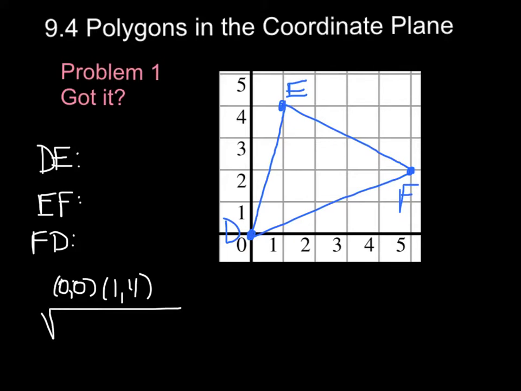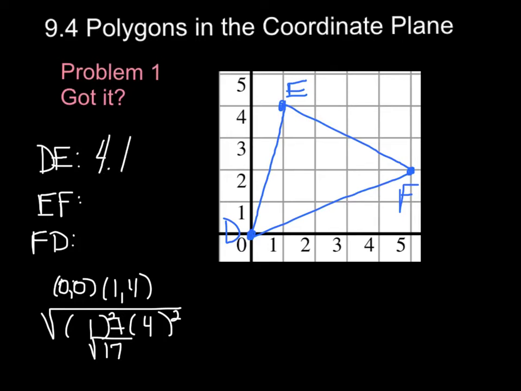So that would be the square root, and I'm going to abbreviate or shorten some steps here. If I subtract my x's, that'd be 1 minus 0. Subtract my y's, that's 4. That'd be 1 squared, which is 1, plus 4 squared, that would be the square root of 16 plus 1, which is 17. Which gives us approximately a distance of 4.1.